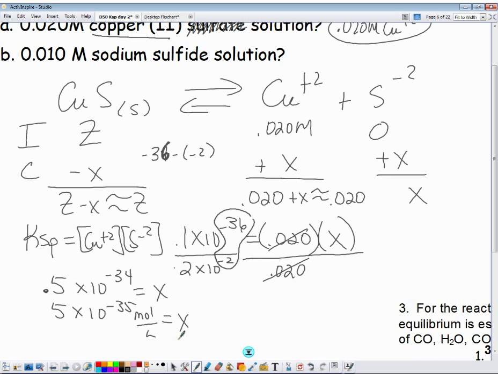We went from, in pure water, X was 1 times 10 to the minus 18. With a common ion, X is 5 times 10 to the minus 35. What happened? It got a whole lot smaller. When you've got a common ion present, it can't dissolve as easily.